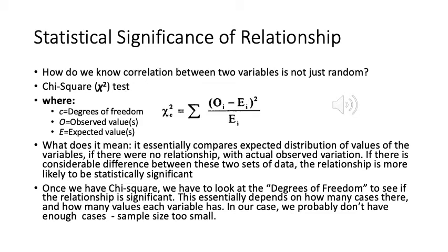Another concept that you should be familiar with if you're going to do this is the degrees of freedom concept, which essentially helps you determine, once you have the chi-square value, whether the relationship is significant or not. The degrees of freedom essentially depends on two things: how many cases you have, what your sample size is, and also how many values each variable has. So this is the chi-square test. Again, conceptually, just keep in mind this is testing the difference between the expected distribution of values if the null hypothesis were true, if there's no relationship between the two variables, and the actual observed variation.